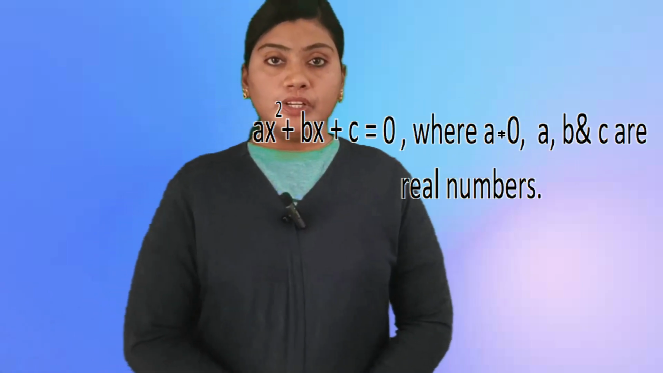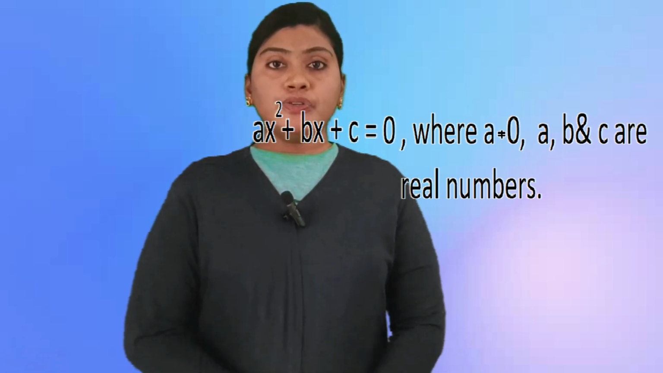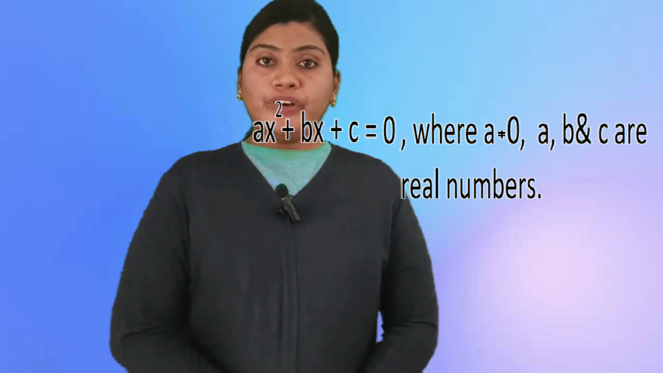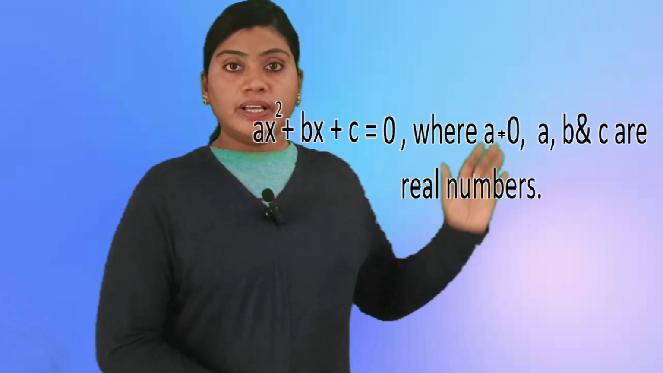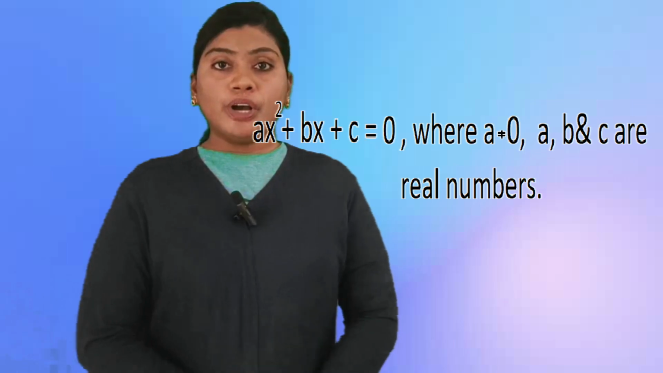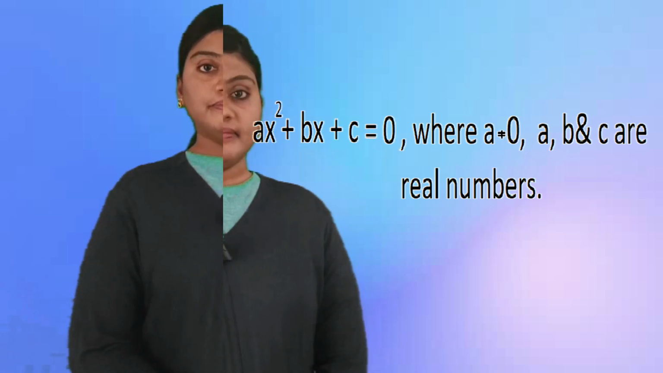Why is a not equal to 0 here? If a is equal to 0, the x square term would vanish. That means the degree of this equation is 1. So, it would no longer be a quadratic equation.